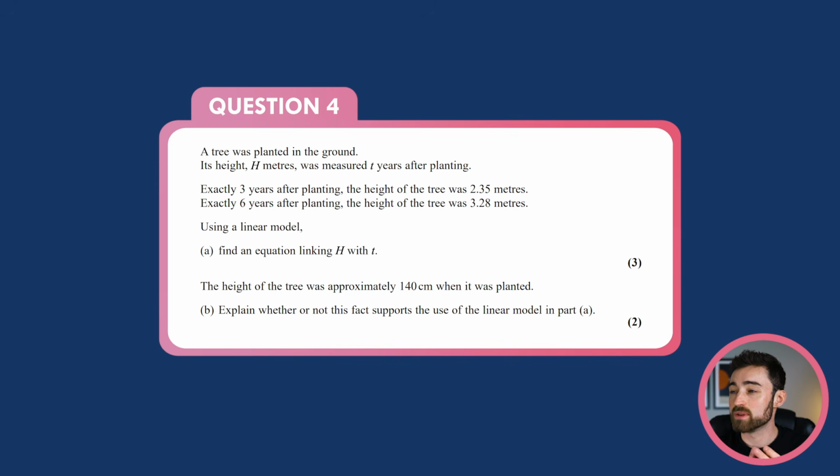Its height, h meters, was measured t years after planting, and then it tells you 3 years later it had this height, 6 years later it had this height. Using a linear model, find an equation linking h with t. Okay, so this might not be immediately obvious, actually, what you need to do. What would linear model mean?